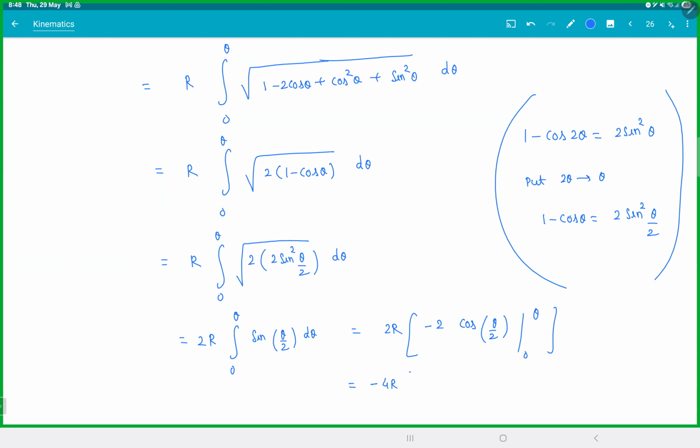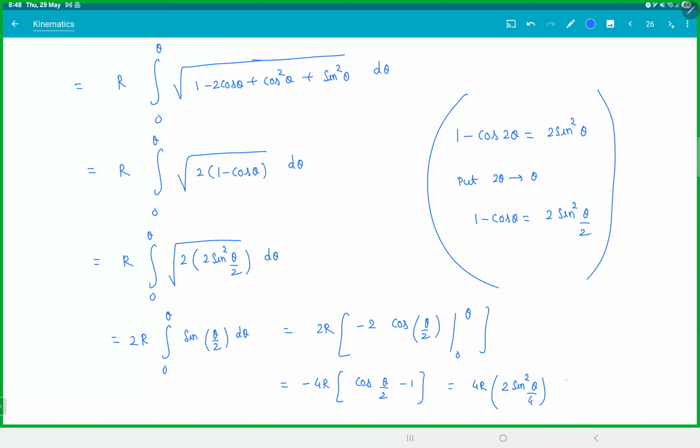This would be minus 4r. If you put the limits, this will be cos theta by 2 minus 1. You can write this 1 minus cos theta by 2 as 2 sine square theta by 4, so 4r into 2 sine square theta by 4. You will get 8r sine square theta by 4. That's your distance traveled.